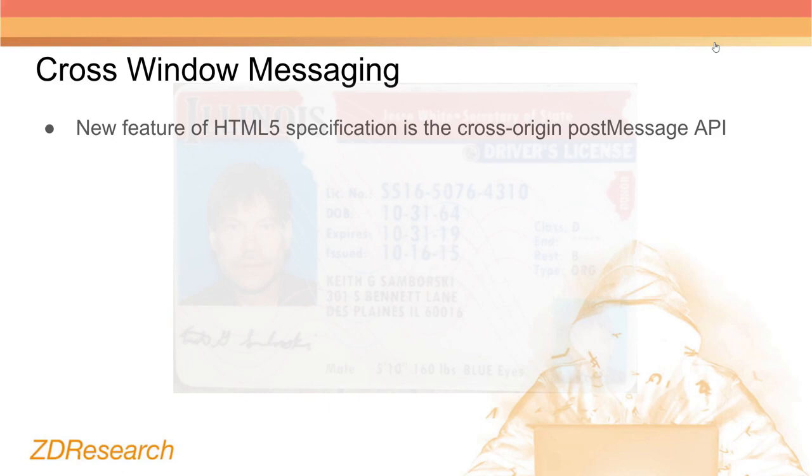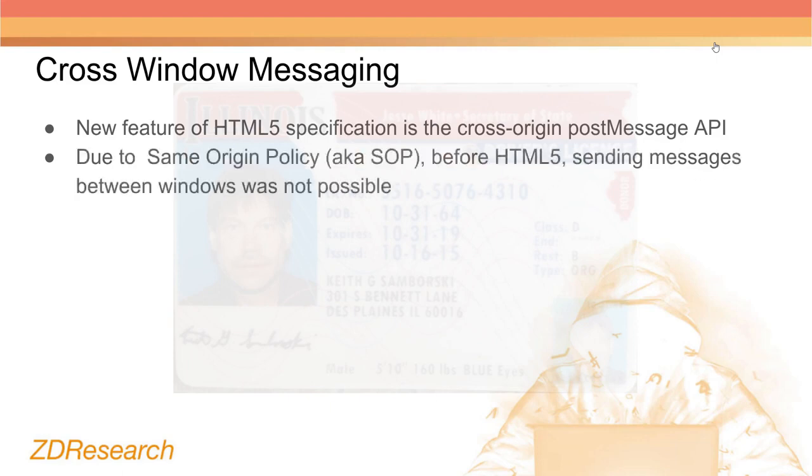Before this API, this was not supported on browsers, and we couldn't send a message from one website to another because same origin policy would prevent us from doing any of that. Only the same domain could communicate with itself. You could not communicate across domains or across origins, or if you're directly accessing IPs, across IPs.